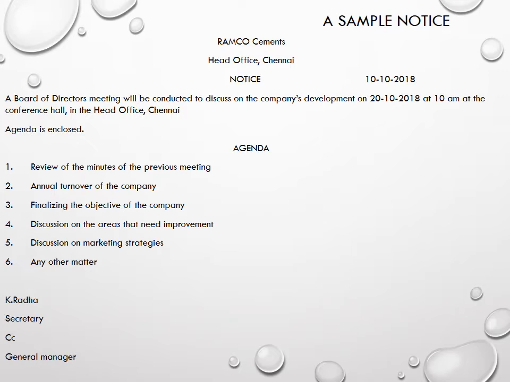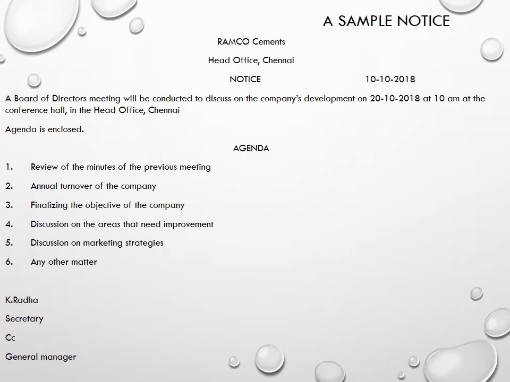While writing the agenda points, you could always have the first agenda point as review of the minutes of the previous meeting, and that gives you scope to review whatever was done in the earlier meeting. And also as the last agenda point, you could have any other matter where you would be talking about unrelated issues or points discussed in a meeting.